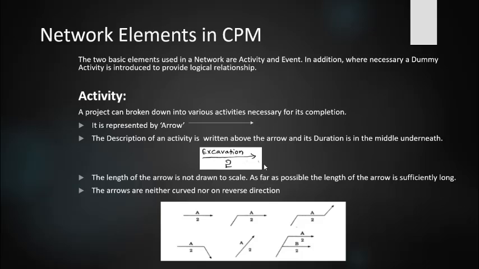There are two basic elements in the critical path method. That means in the representation of a network diagram we have two basic elements. One is activity and the second one is event. Okay, so these are the two basic elements we have to know. So first, what is an activity actually? And sometimes there is another element also, a dummy activity. So activity, event and dummy activity.